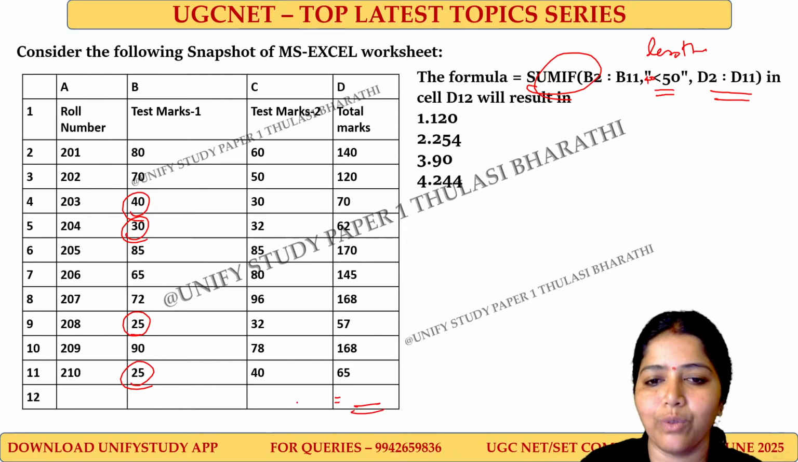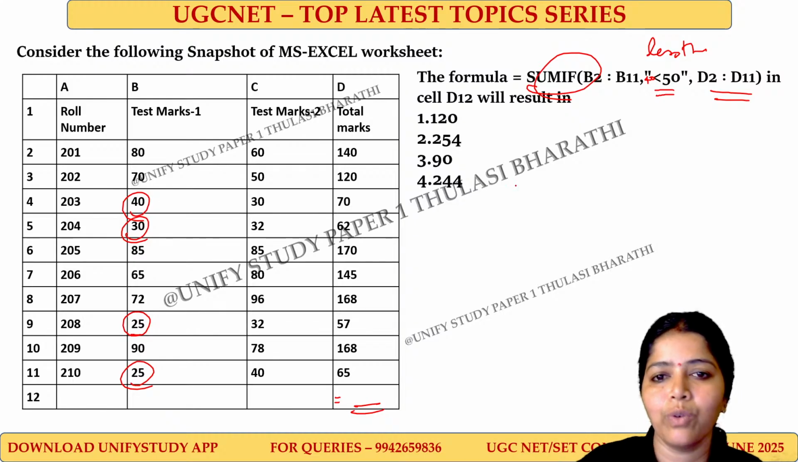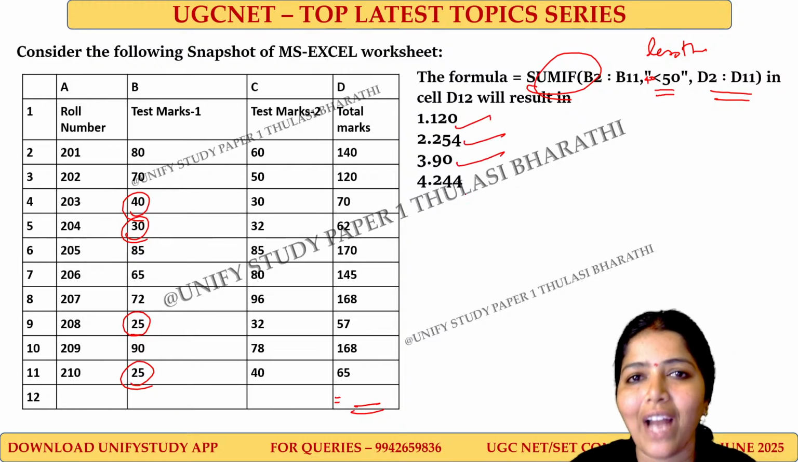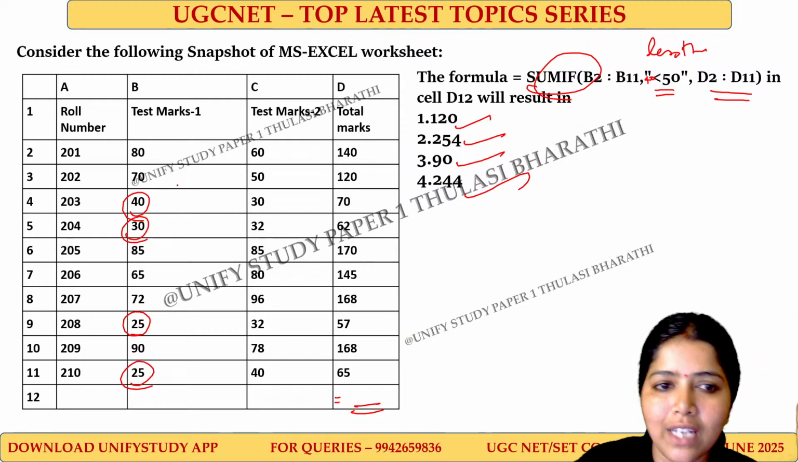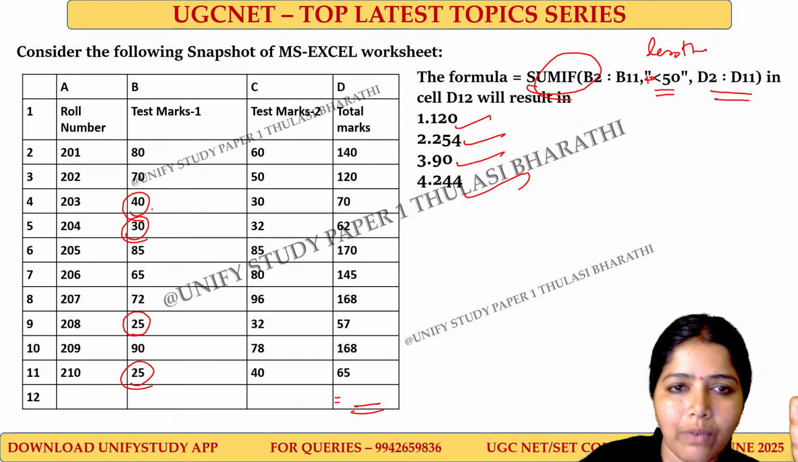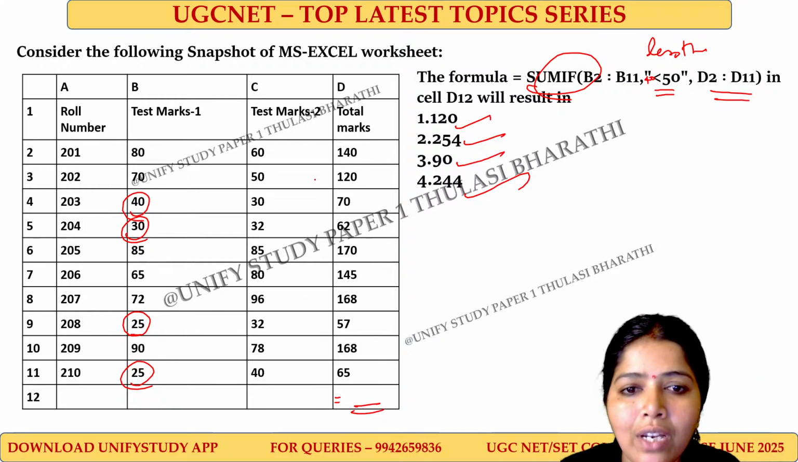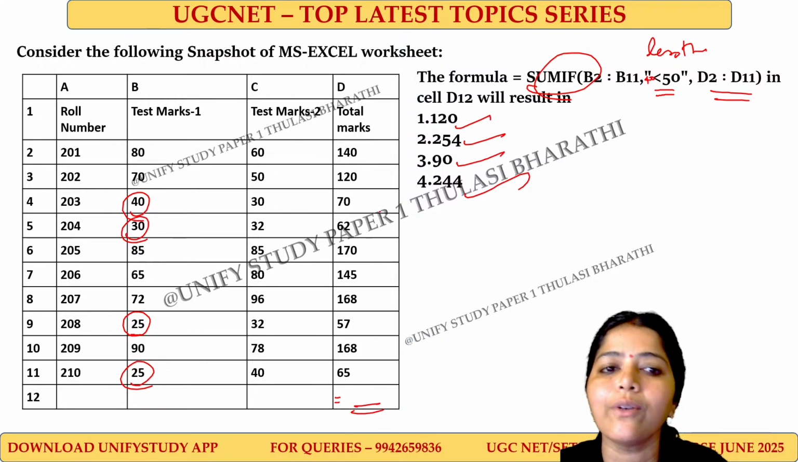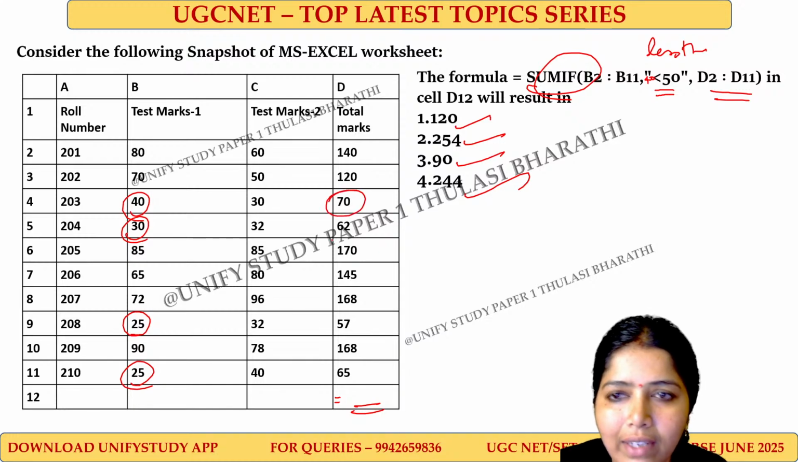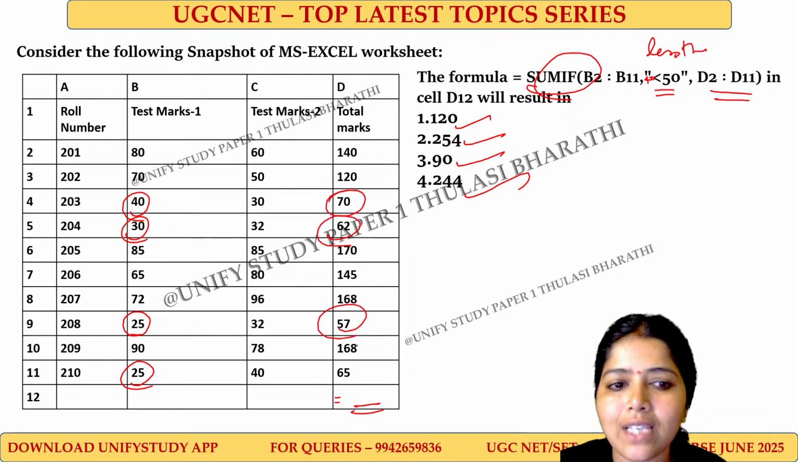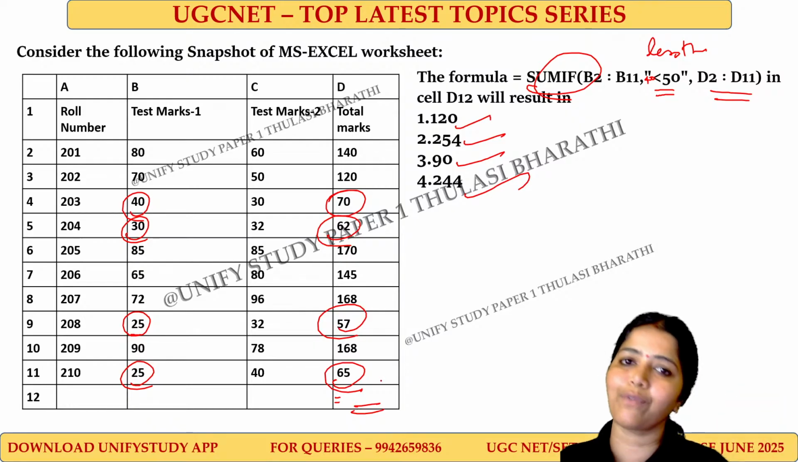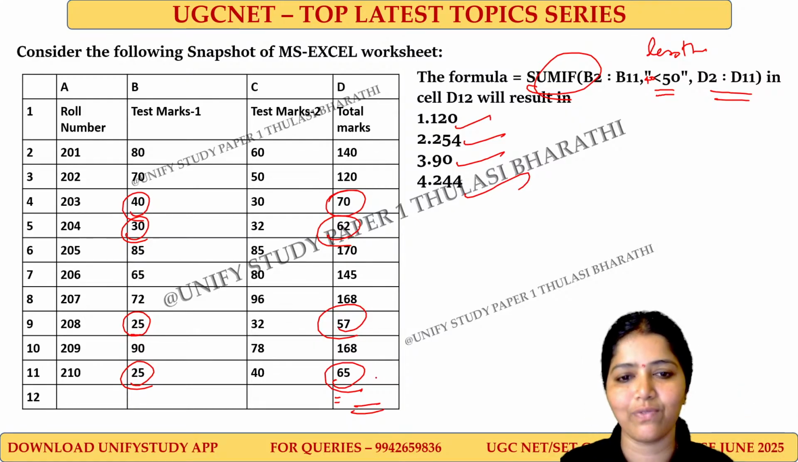What will be the value? 120, 254, 90, 245. First condition to check B2, wherever we have less than 50, it will be selected. Second condition, go to the corresponding D2 to D11 values. That is 70, 62, 57, 65. Then you have to sum. This is based on conditions. Very good.